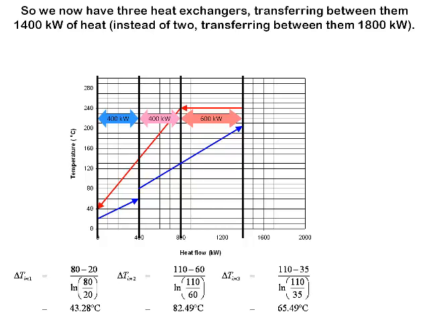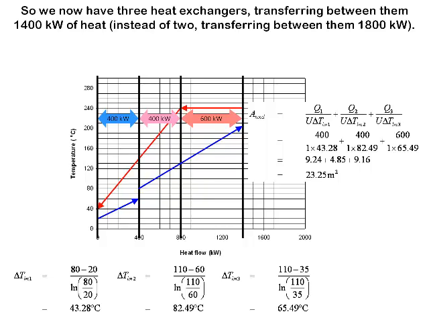We can now calculate the areas for each of these heat exchangers, giving us the total area by adding up the areas for each of them individually. So the area for the first one is given by 400, which is its heat transfer duty, divided by 1 times 43.28, which is its log mean temperature difference. Similarly, for the second one, 400 kilowatts of heat transfer. The third one has 600 kilowatts of heat transfer. The first heat exchanger ends up with an area of 9.24 meters squared, the second one 4.85 meters squared, the third one 9.16 meters squared. Together, this adds up to 23.25 meters squared.